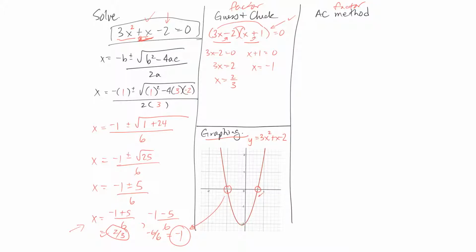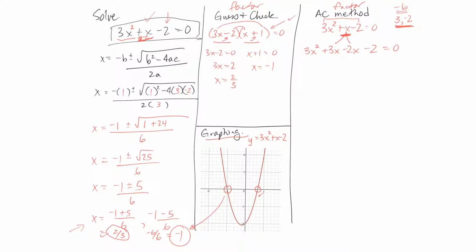You can also do the AC method. So if I have 3x squared plus x minus 2, AC method says take the A and multiply it by C. So 3 times negative 2 is negative 6. And find two numbers that multiply to negative 6 and add to a positive 1. So your answer would be 3 and negative 2 for that. And so then what you do is you take and you replace this middle term with those two numbers. So I'm going to rewrite this as 3x squared plus 3x minus 2x minus 2. So that thing there splits into those two.